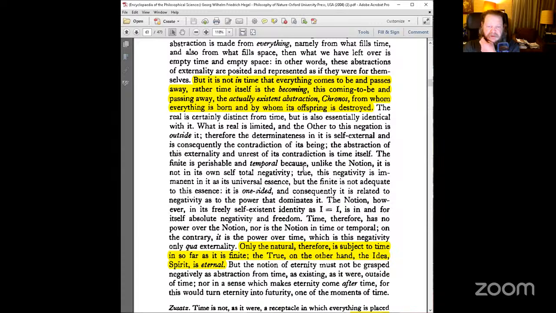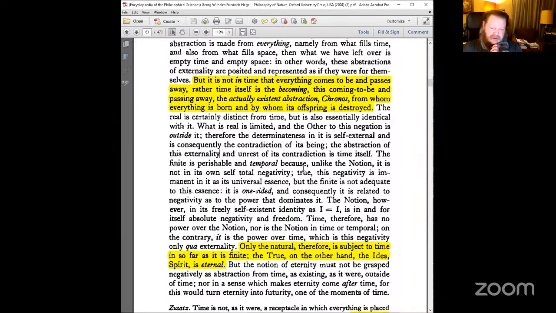Hegel goes on here a little bit, and I think it's actually helpful to read through some of it. He says the real is certainly distinct from time, but it is also essentially identical with it. What is real is limited, and the other to this negation is outside it. Therefore, the determinateness in it is self-external, and is consequently the contradiction of its being. The abstraction of this externality and unrest of its contradiction is time itself. The finite is perishable and temporal because, unlike the notion, it is not in its own self total negativity. True, this negativity is immanent in it as its universal essence, but the finite is not adequate to this essence. It is one sided, and consequently, it is related to negativity as to the power that dominates it.